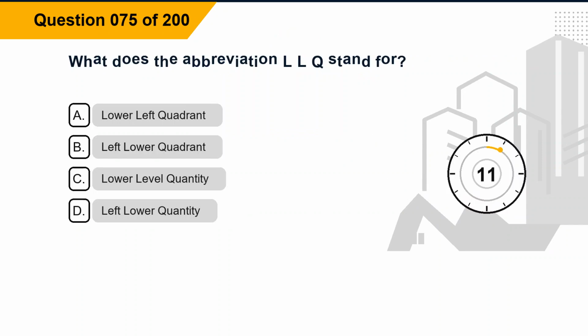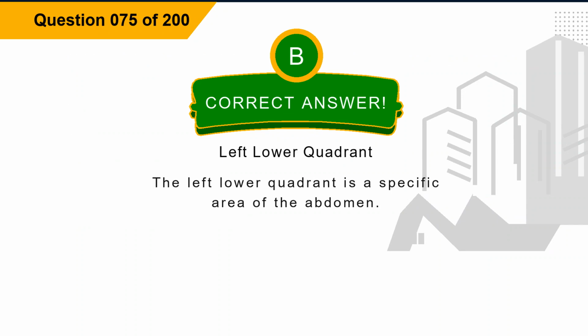Question 75. What does the abbreviation LLQ stand for? Option A, lower left quadrant. Option B, left lower quadrant. Option C, lower level quantity. Option D, left lower quantity. The correct answer is option B, left lower quadrant. Explanation. The left lower quadrant is a specific area of the abdomen.